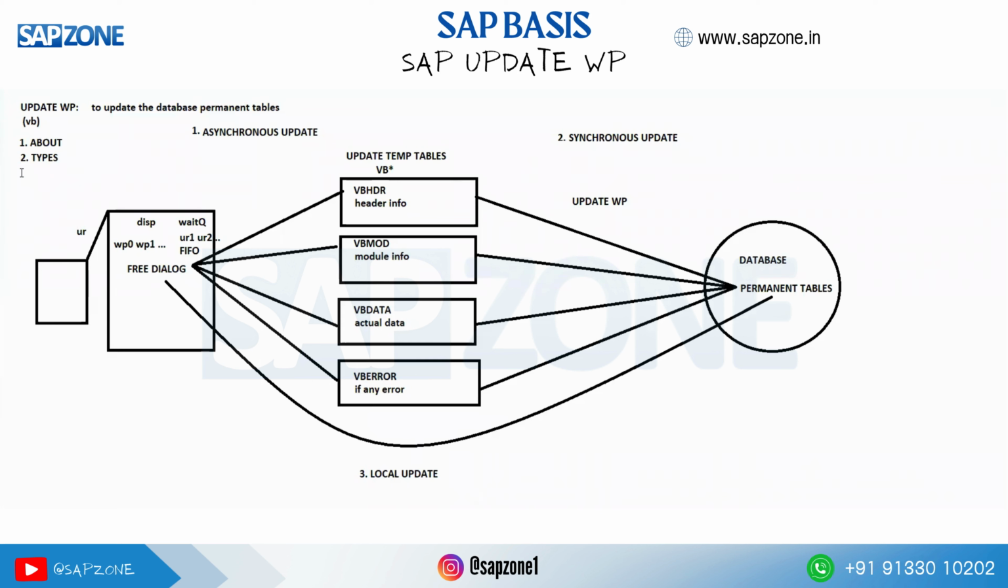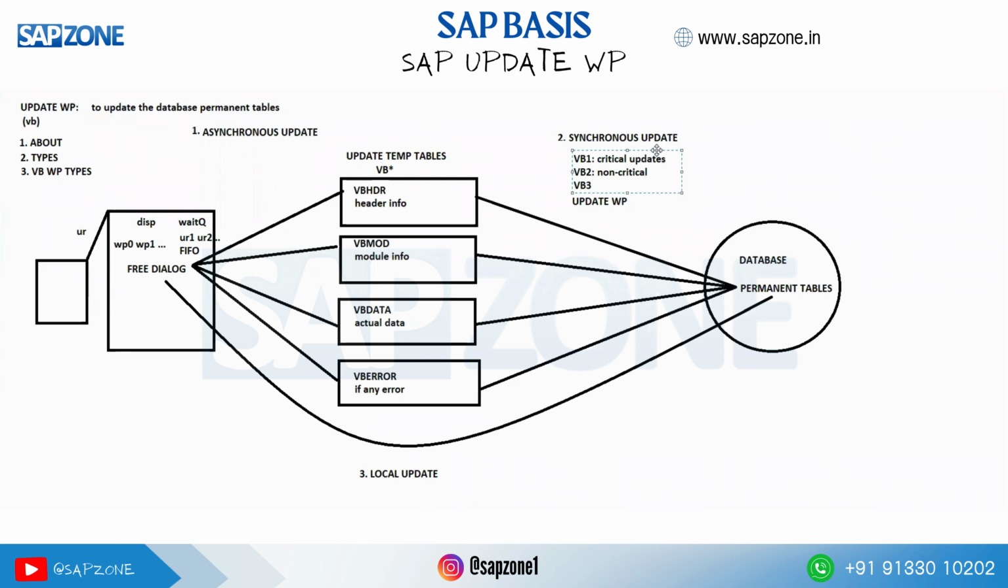Now, update work process types are simply the work process types. VB work process. VB stands for update. So in the update itself, we have some types: VB1 type, VB2 type, VB3 type. VB1 is to handle critical updates. VB2 will handle non-critical updates. These are the work process types.